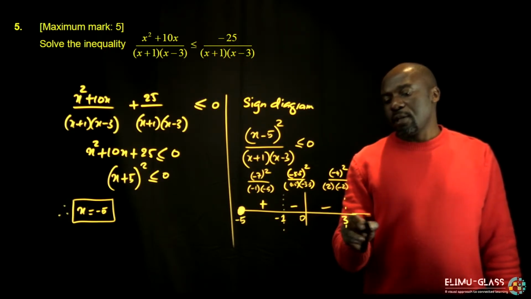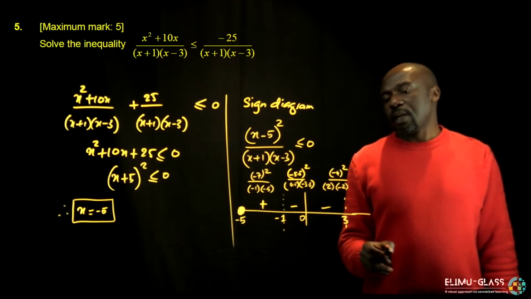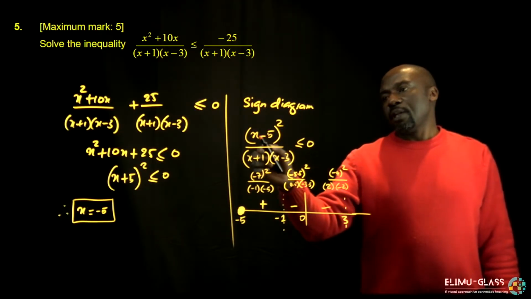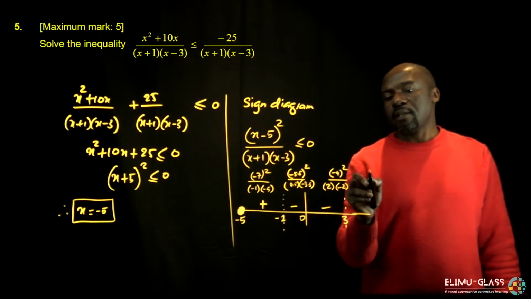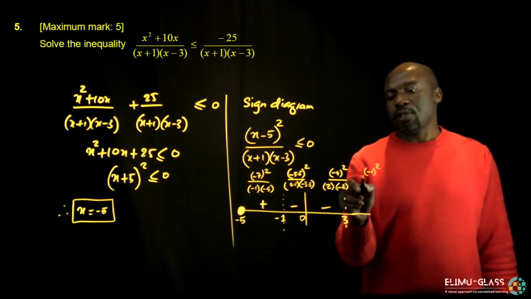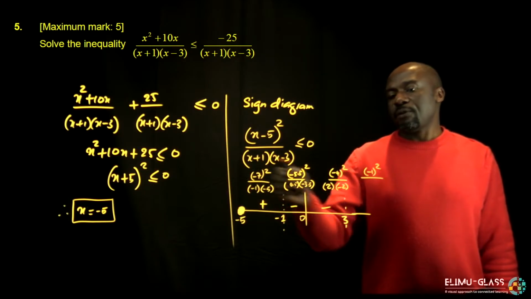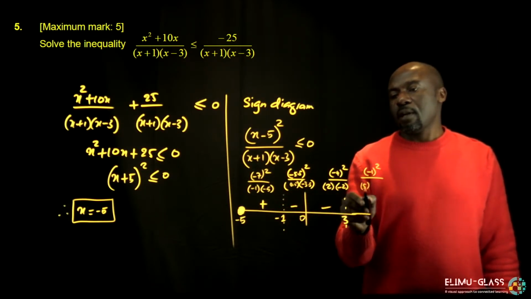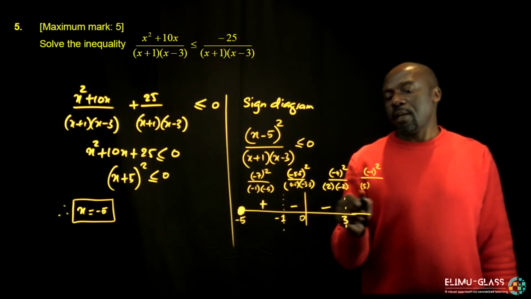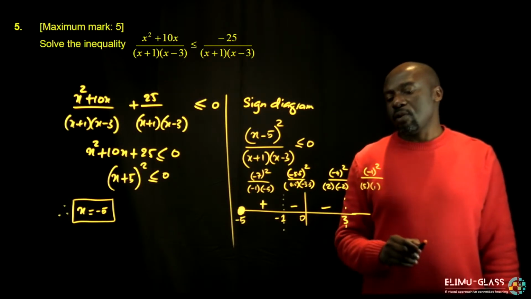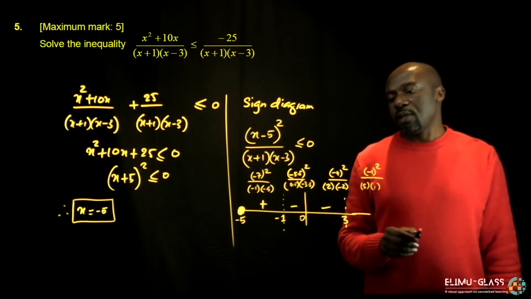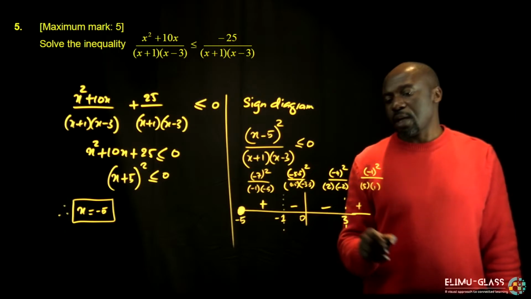We go beyond, and we can put a 4 there. If we place 4 here, we get negative 1 squared, which is positive. The numerator is always positive. The denominator, if we put a 4 there, we have 5, and put 4 here, we have 1. So the denominator is positive, the numerator is positive, so this becomes positive.